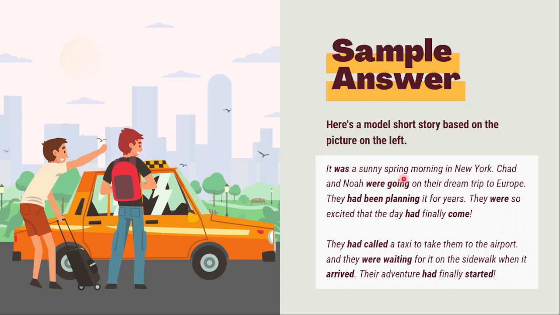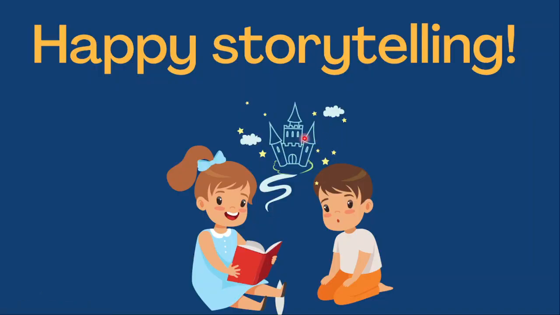It was a sunny spring morning in New York. Chad and Noah were going on their dream trip to Europe. They had been planning it for years. They were so excited that the day had finally come. They had called a taxi to take them to the airport, and they were waiting for it on the sidewalk. When it arrived, their adventure had finally started. So this is an example describing the picture we have in front of us. So that was all about the narrative tenses, and happy storytelling.